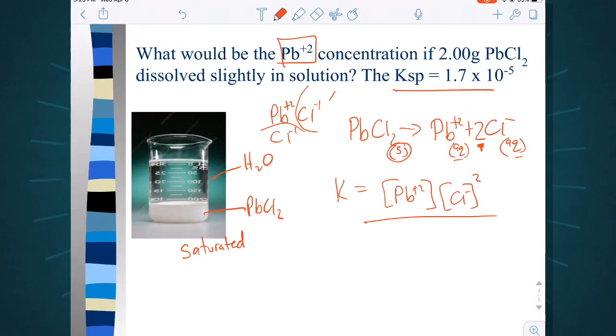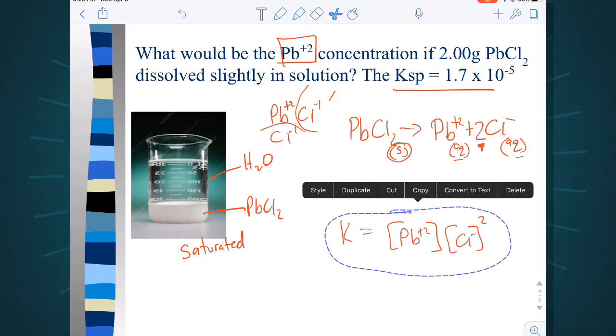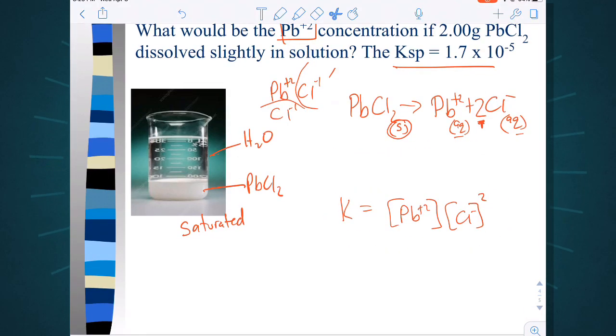Wait a minute, that's a solid. We leave it out. Okay, we leave that out. It doesn't fit in the equation. All right, so now we're getting somewhere. All right, so let's plug in what we do know. They gave us the K value.